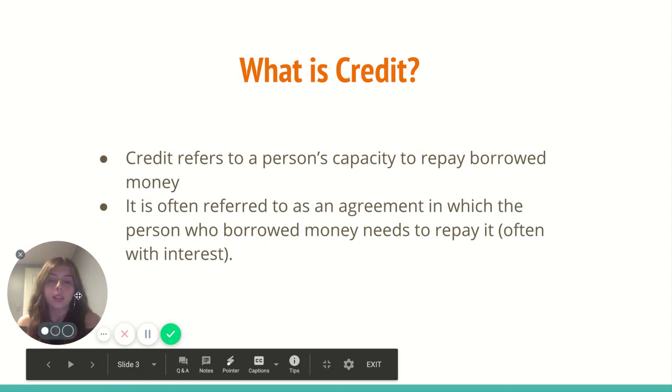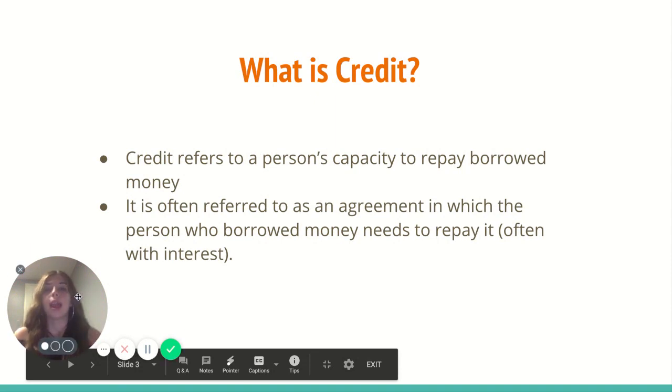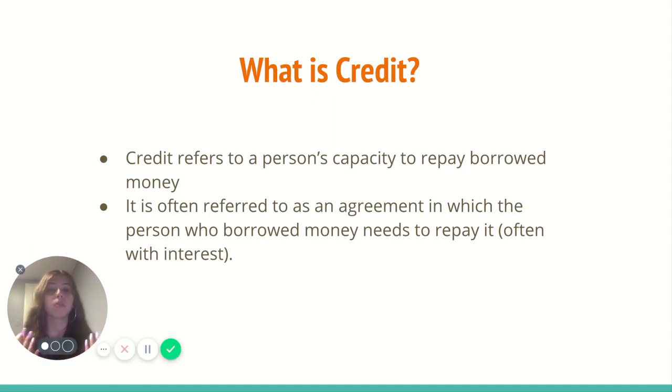So for starters, what is credit? Everybody talks about credit. You need to pay off your credit. You have credit. But what is it? Credit refers to a person's capacity to repay borrowed money. So basically, it is money borrowed from the bank that you use, and it is often referred to as an agreement in which the person who borrowed money needs to repay it, often with interest if not paid back at a certain time.